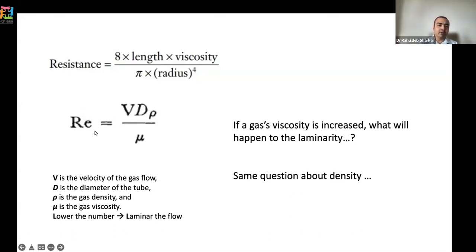because Reynolds number is directly proportional to the gas density and inversely proportional to the viscosity. And the lower the number, L for L, the more laminar is the flow. So essentially, if the viscosity is high, the number will be low, and therefore the flow will be more laminar and better rather than turbulent. So that is something that is often used.